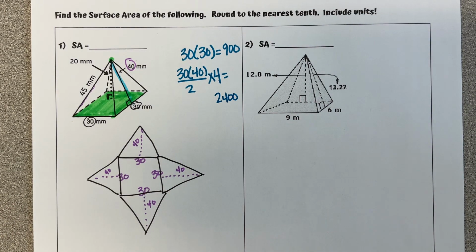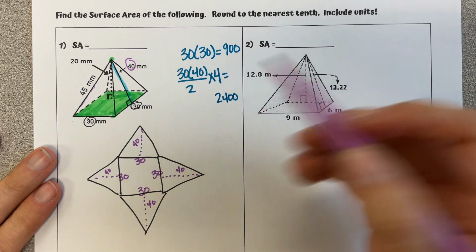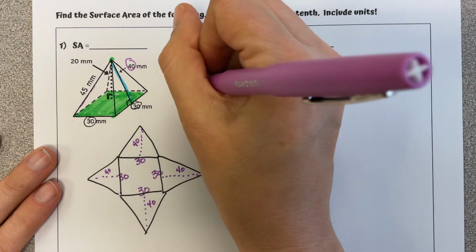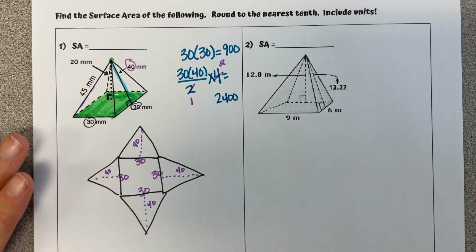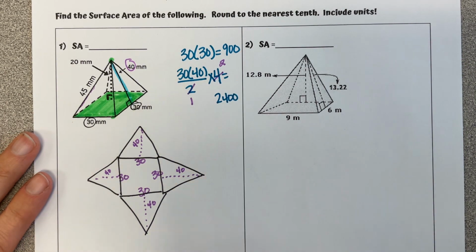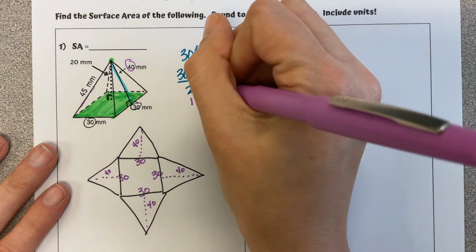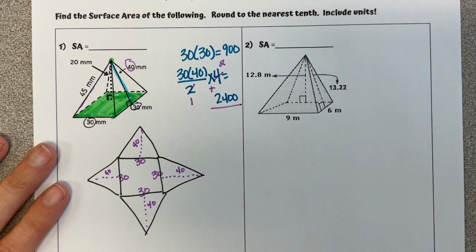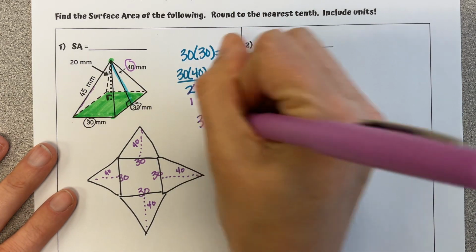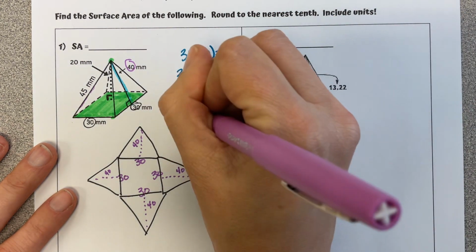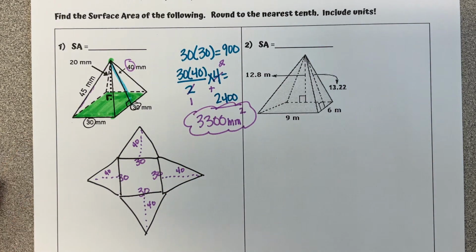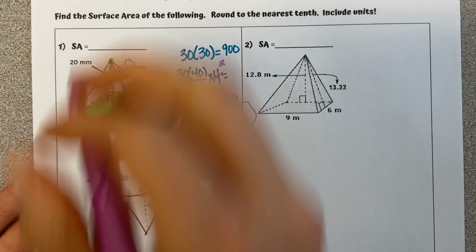2400. You could also look at this and say, well, if I'm going to divide by 2 and then multiply by 4, that's actually the same thing as just multiplying by 2, because these simplify by dividing by 2. So you might go straight to the shortcut of 30 times 40 times 2 if you can visualize that. If you can't, don't worry, just add them. So we've got 900 plus 2400 to get a total surface area of 3,300 millimeters, and we're talking about area still, so squared. If you want to put it up here, you can as well.